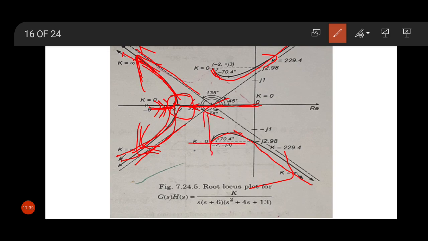This is 90 and this is plus 70.4 degree, and from -2 plus j3 the angle of departure is -70.46. That means this is our plus 90 and this is our -90. So in this way locus starts at angle -70.4 and follows the asymptote. Okay, clear? So we have 4 root locus branches and they move in this way.